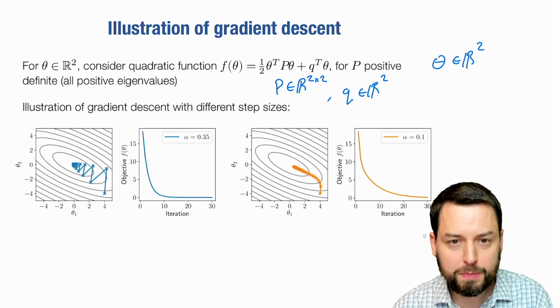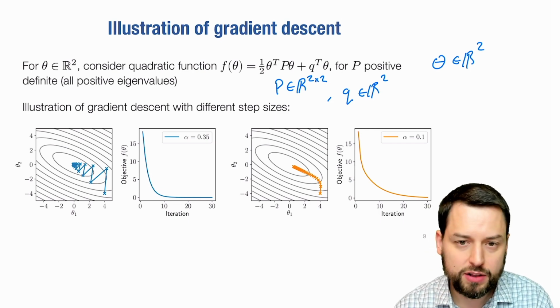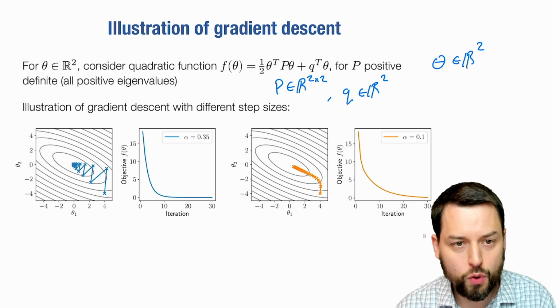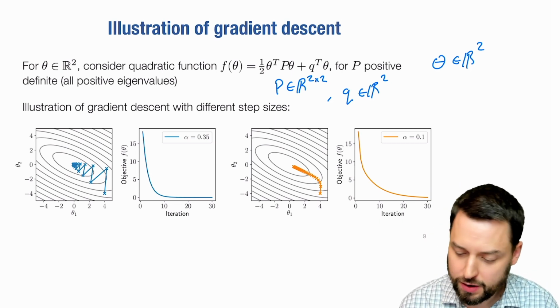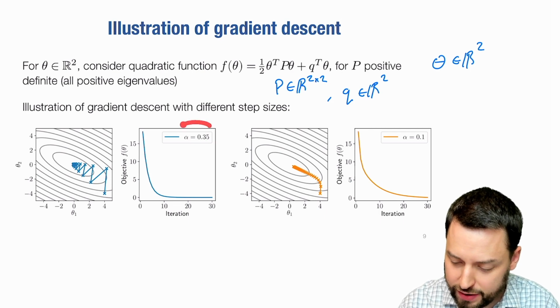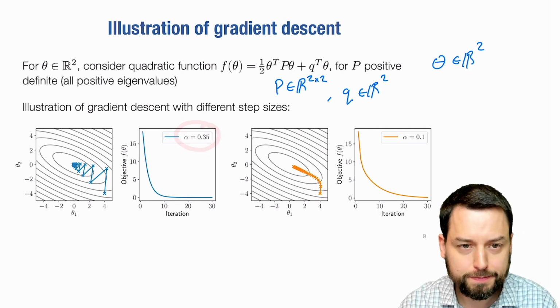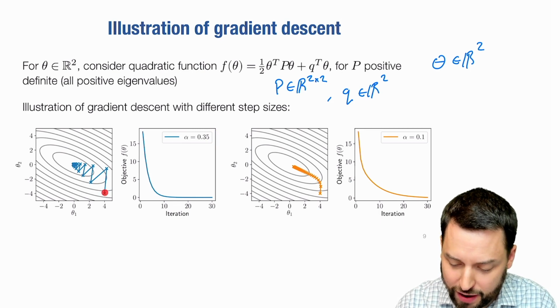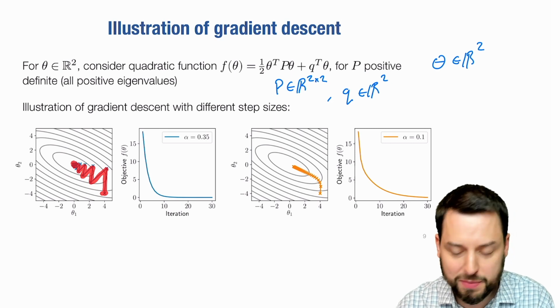And what these plots show here is the evolution of our parameters and the evolution of our function for, in this case, 2 different step sizes. So in the case of the step size alpha equals 0.35, our parameter values are kind of bouncing back and forth, right? They start over here, we take a gradient step, it winds up here, then a gradient step here, etc., until we reach the optimum of this function.